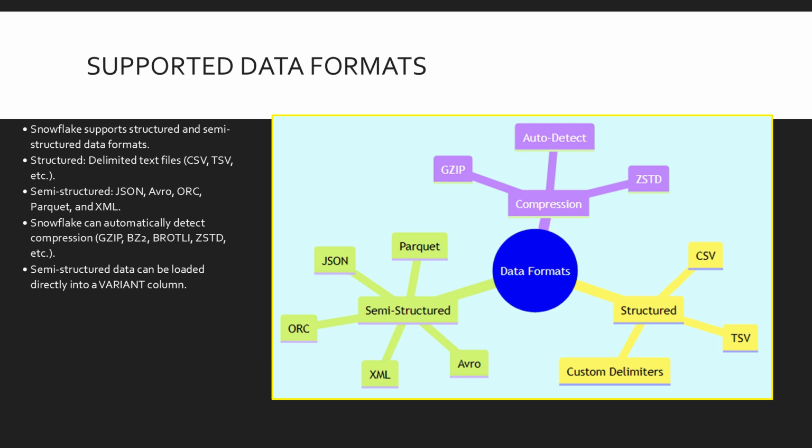Here we see the landscape of supported formats. On the structured branch, we have standard text formats like CSV. The semi-structured branch includes rich formats like JSON and Parquet. Finally, the compression node reminds us that Snowflake handles the decompression for these formats automatically during the load.